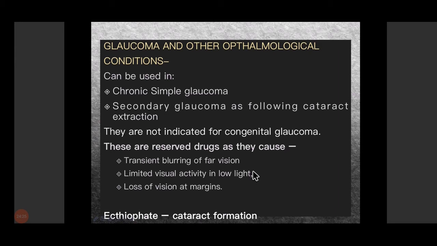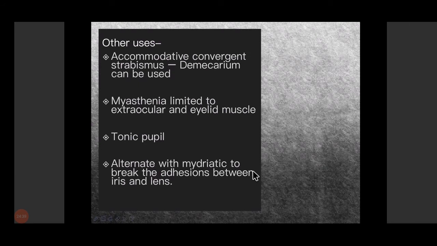Echothiophate can cause cataract formation also. So you understand that they can be used in intestinal and bladder atony. Other uses could be myasthenia limited to extraocular or eyelid muscles, accommodative convergent squint, and you can alternate them with mydriatics for the treatment of infection. Miotic-mydriatic alternates can break synechiae in the iris and the cornea. In iridocyclitis, it can be helpful.